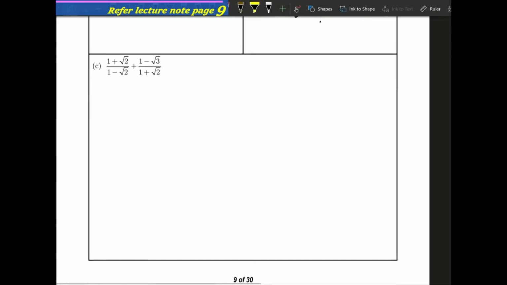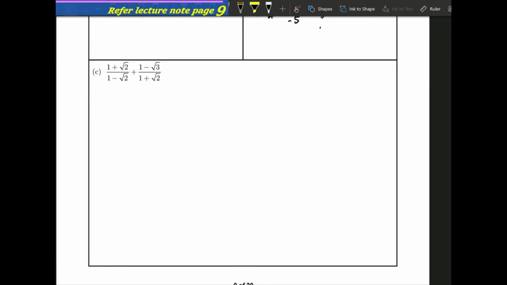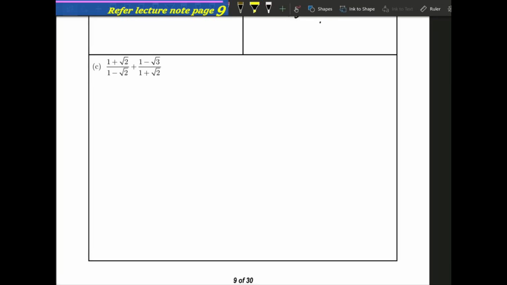Okay, now we go to C. So see which type this is right now. It involves addition of two fractions, both in surd form, right? If we add or subtract two fractions, what should we do? We will make sure that the denominator is the same.